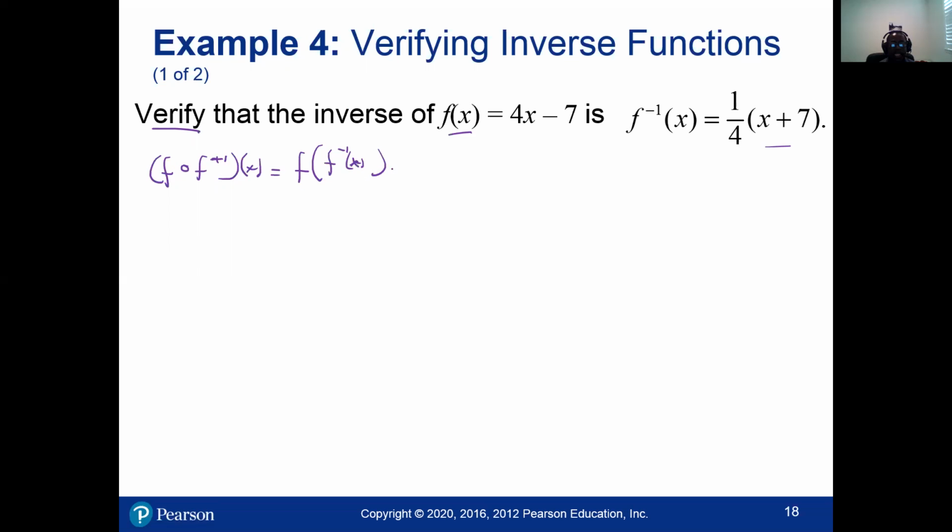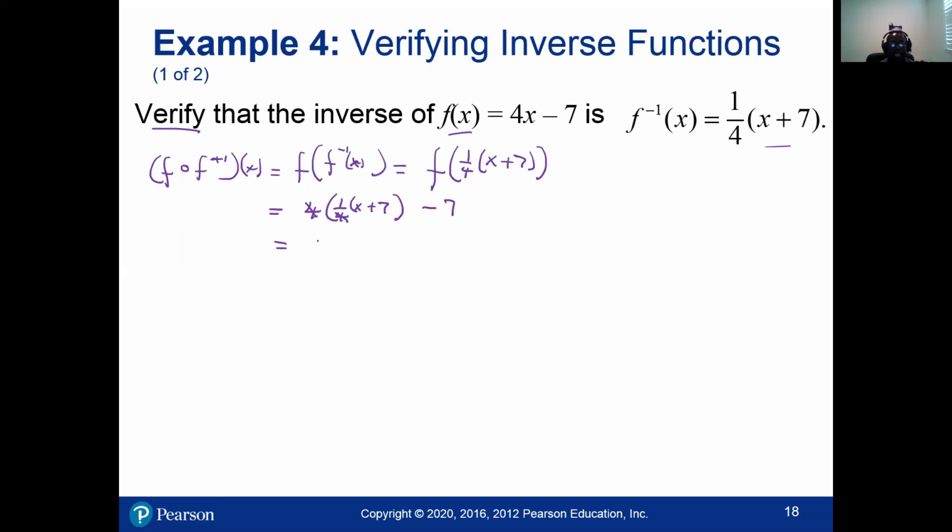But what is my f? Whatever I see, I'm going to substitute 1/4 x + 7 into that function. So let's do that. f(x) is 4 times (x - 7). Where I see x, I'm plugging in the f inverse, which is x + 7. Now, as you can see, the 4 will cancel out.